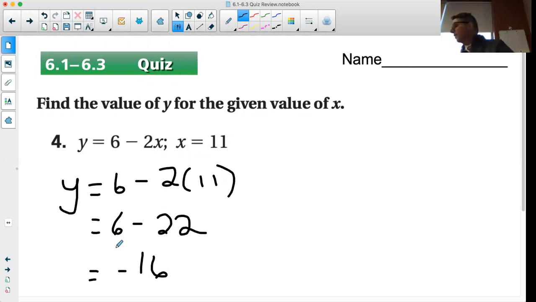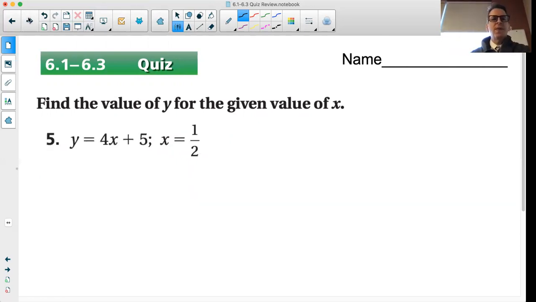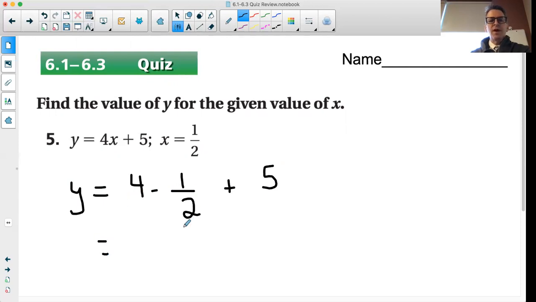And the last one in this section is number 5. Y is equal to 4x plus 5. X is equal to 1/2. So y is equal to 4 times 1/2, and then you're going to add 5 to it. All right, 4 times 1/2 is 2. Add 5, and your y is equal to 7 for number 5.